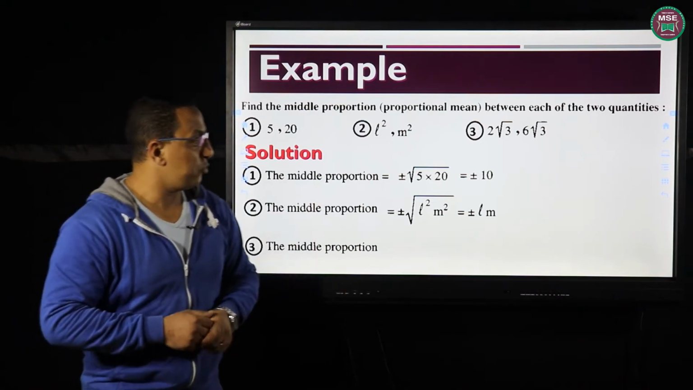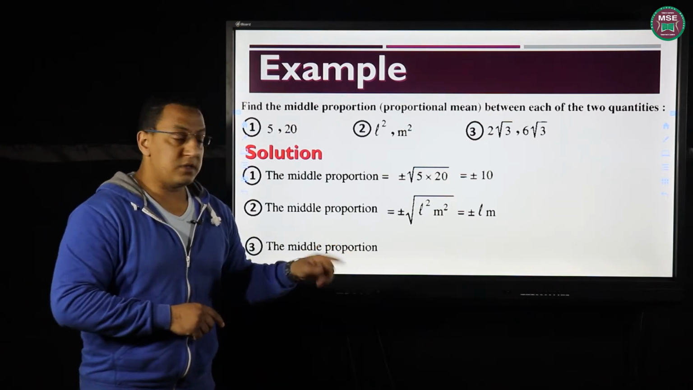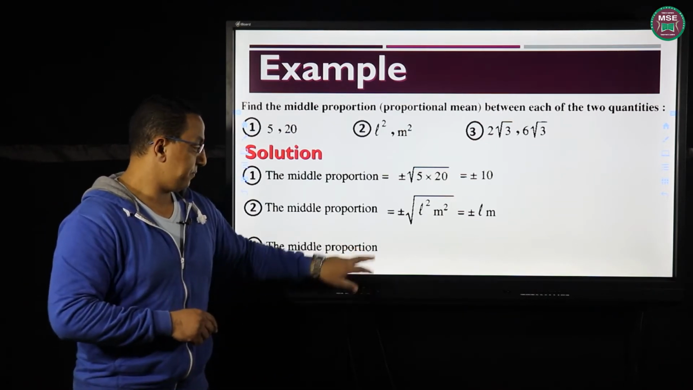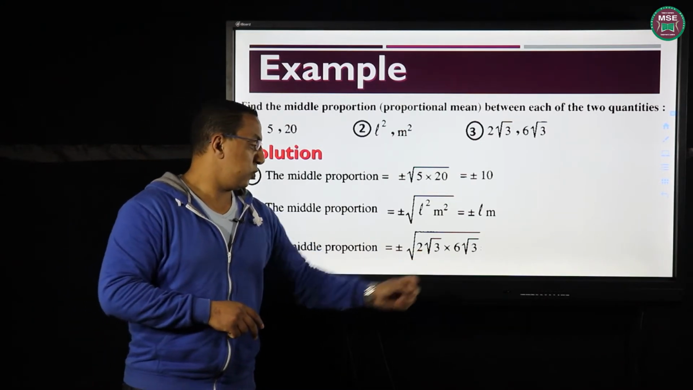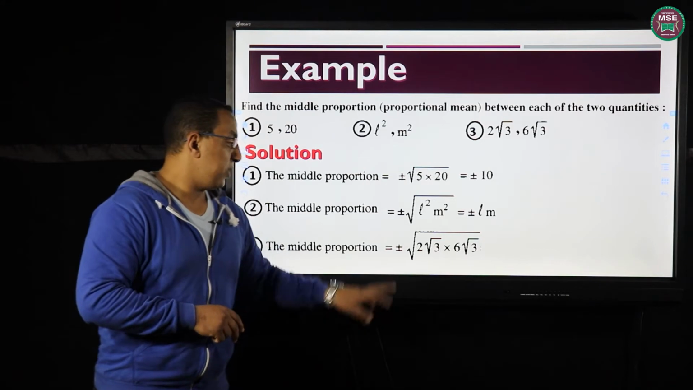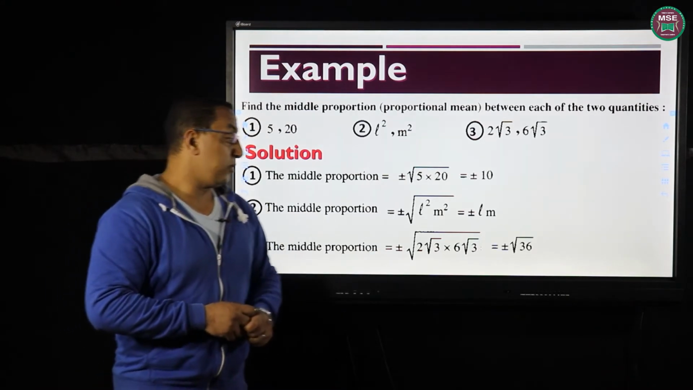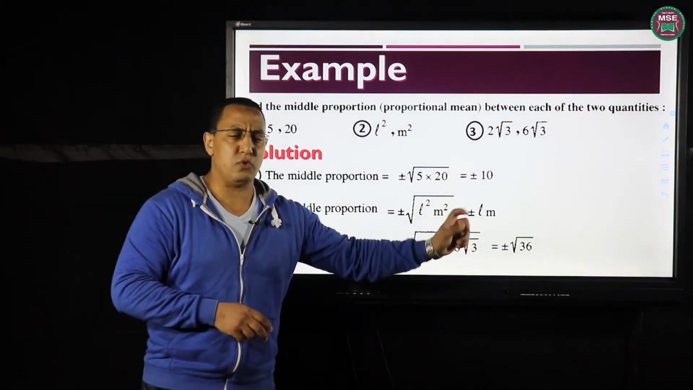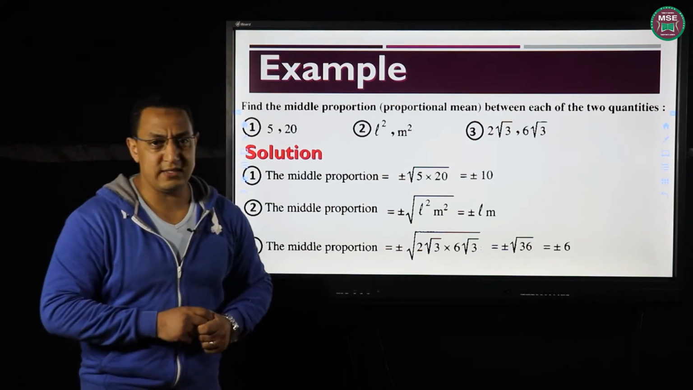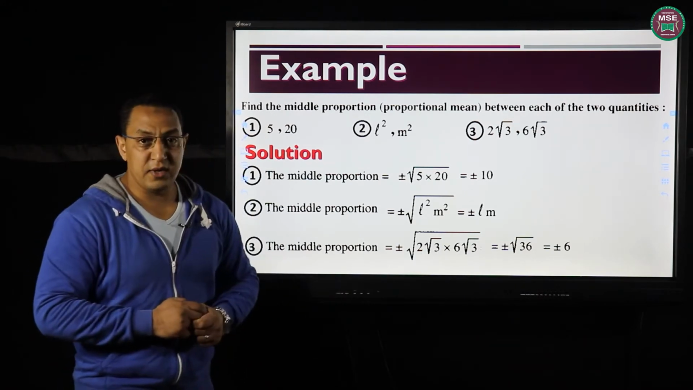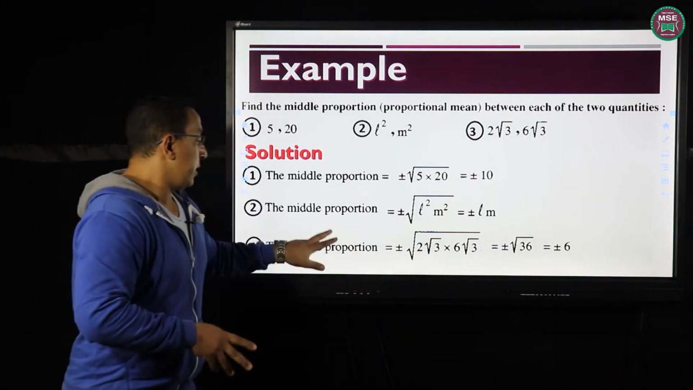Number 3, we have 2 root 3 and 6 root 3. So I'm going to find the negative or positive square root of their product: negative or positive root of 2 root 3 times 6 root 3, which equals negative or positive root 36. And we know that root 36 equals 6. So the final answer equals negative or positive 6. It's very, very easy.